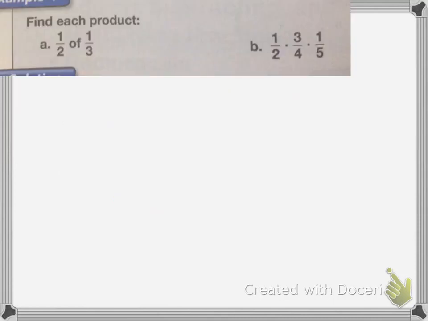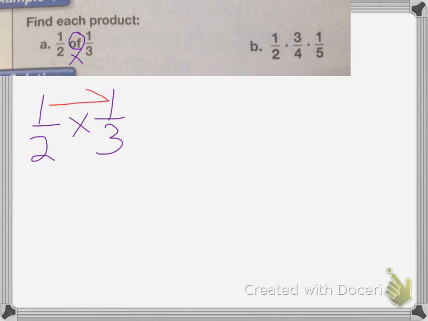Alright, now we're going to find the product of these next numbers. Product means multiply. So if I have 1/2 of 1/3, of means multiply. So I'm going to do 1/2 times 1/3. Now when multiplying fractions, the denominators do not have to be the same. Because when we multiply fractions, we multiply the numerators and we multiply the denominators straight across. So 1 times 1 is equal to 1. 2 times 3 is equal to 6. So my answer is 1/6.